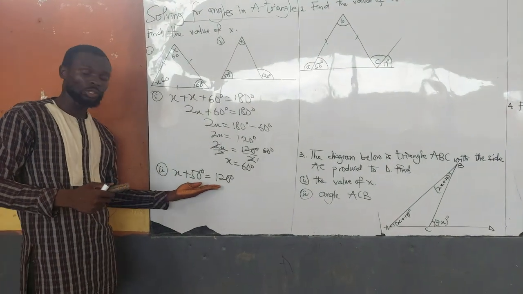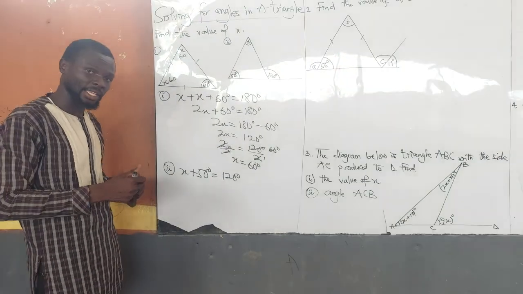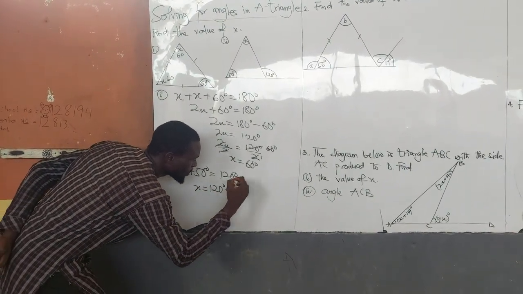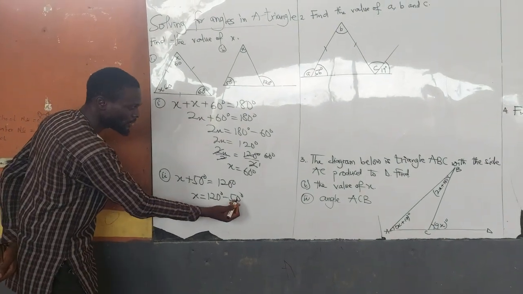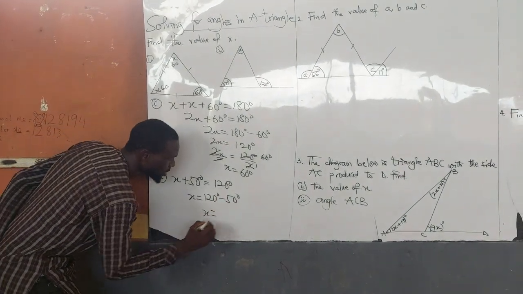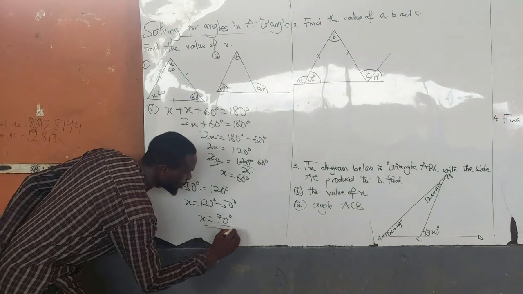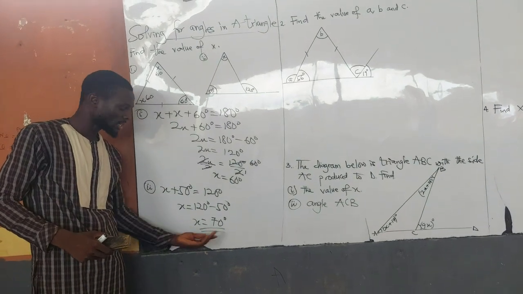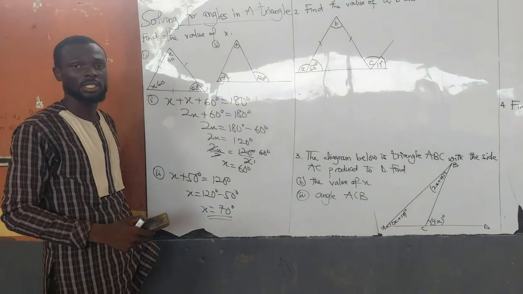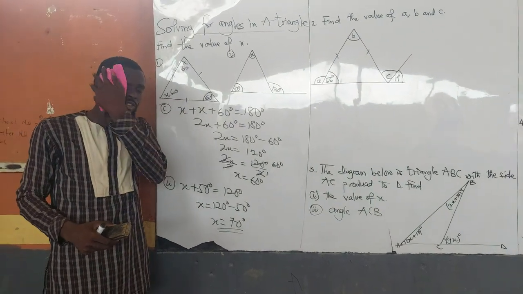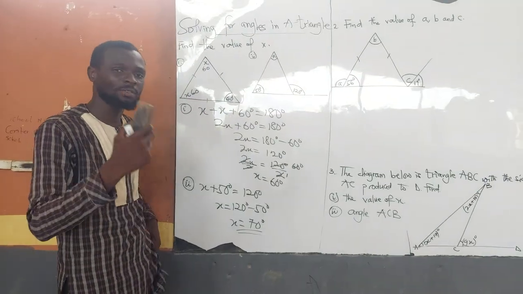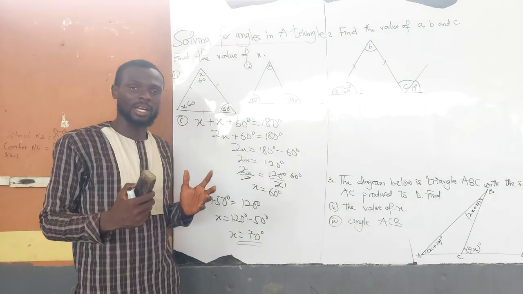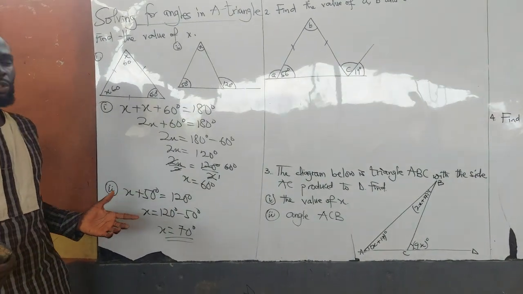So from here, what do you do? You group like terms to solve for x. So this is going to give me x is equal to 120 degrees minus 50 degrees. Subtracting 50 from 120 gives you x is equal to what? 70 degrees. So here, since we don't have any number attached to x, our answer becomes 70 degrees. So with the angles in a triangle, for us to solve it, we have to apply the properties of angles in a given triangle.